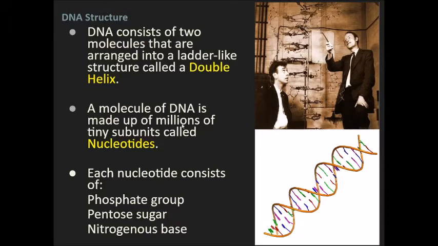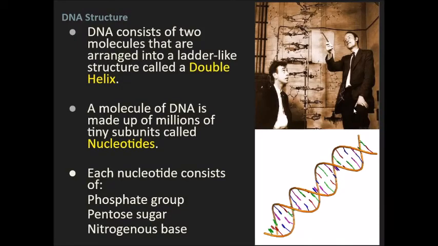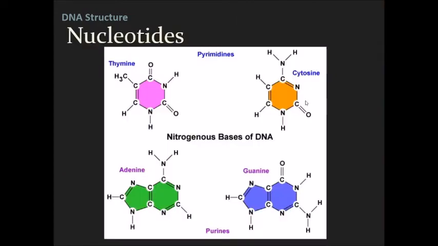Each DNA molecule is made up of millions of tiny subunits called nucleotides. Each nucleotide is, as I've already told you, a phosphate, a pentose sugar, and a nitrogenous base. And the pentose right here is the deoxyribose sugar. Okay, so these are the 4 nucleotides that make up DNA, and this is what's important. You don't really need to know the shapes or anything. You just need to know a few things.